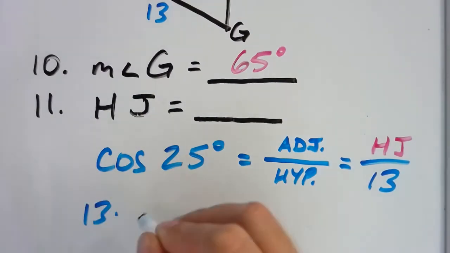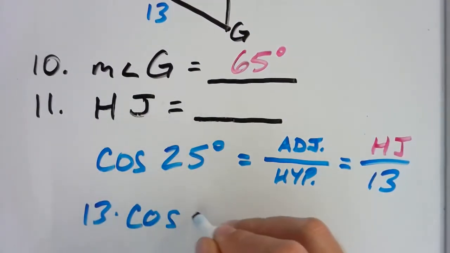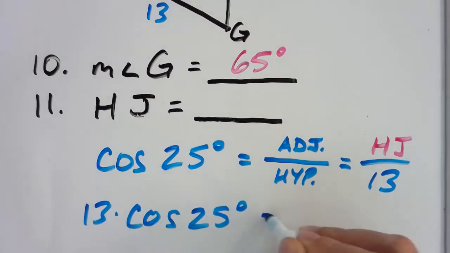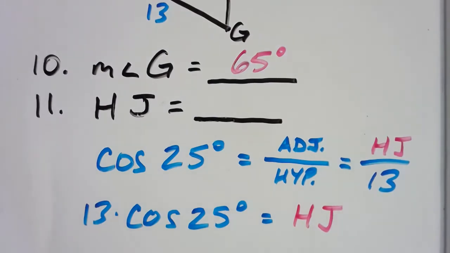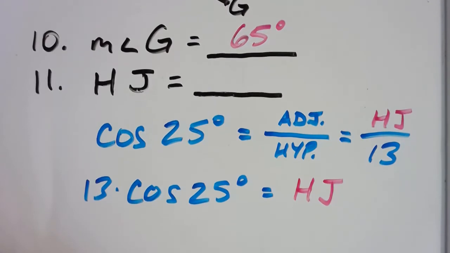And that's to multiply the other side by 13. I'm going to get 13 times the cosine of 25 degrees is equal to that HJ length. Well, again, this is just button mashing. And what I mean by that is that this is something that I can do on my calculator. I just needed to set myself up with this equation.